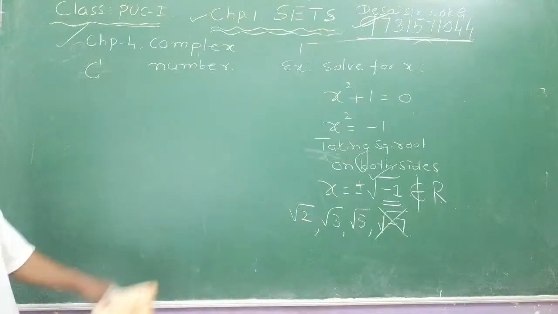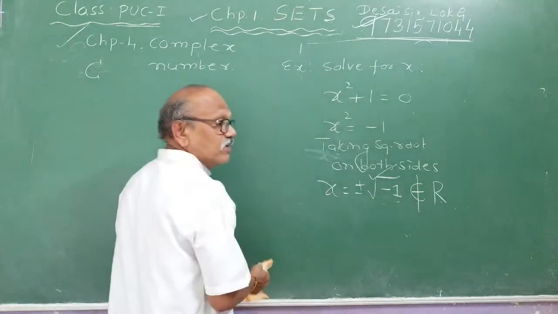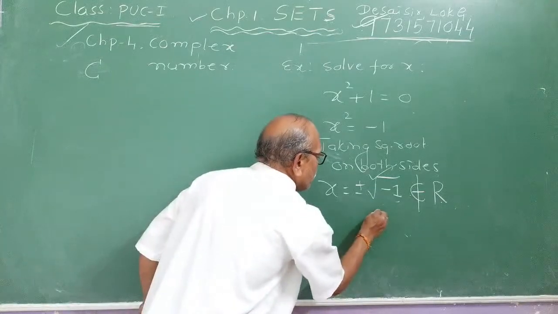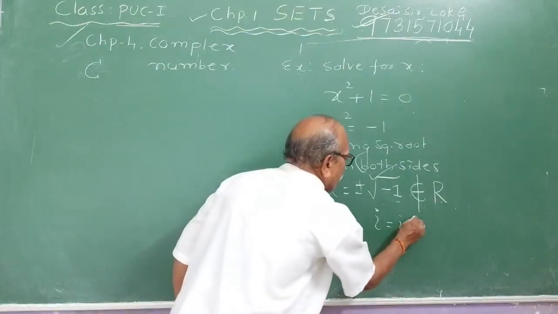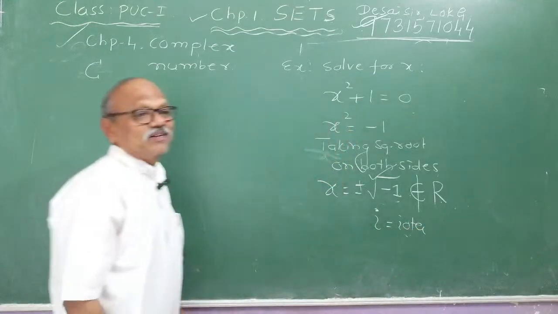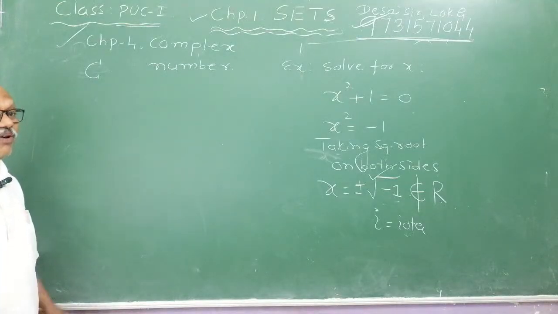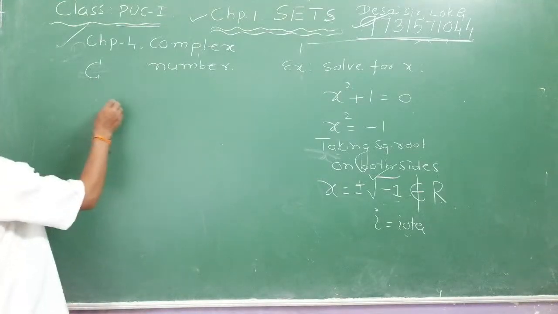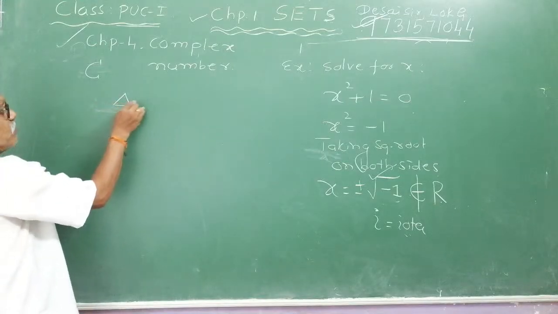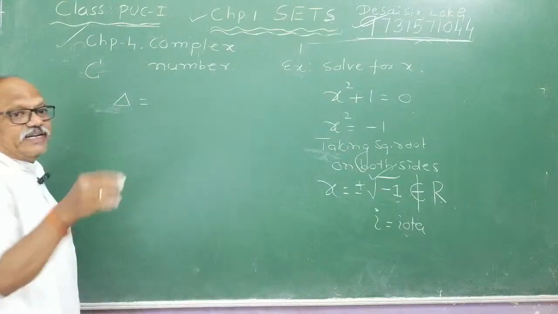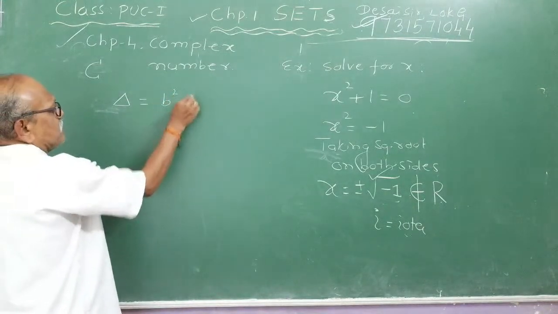And what are complex numbers? The under root of minus 1 was given the symbol i. i stands for imaginary, or iota, imaginary numbers. You studied nature of roots of a quadratic equation. Recall the nature of roots. What is the discriminant in a quadratic equation? You studied in 10th standard: root of b square minus 4ac.